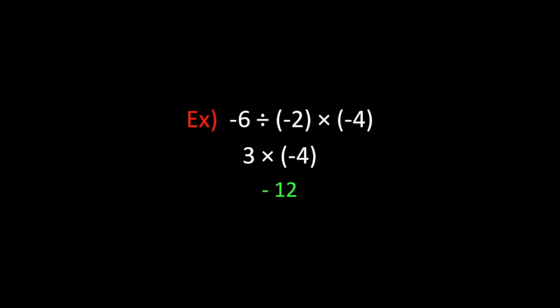And I will advise you to watch the previous video if that's kind of confusing to you. So once again, from left to right, negative 6 divided by negative 2, a negative and negative gives you a positive. 6 divided by 2 gives you 3. Bring down the negative 4. 3 times negative 4 is negative 12 because one of the numbers is negative.